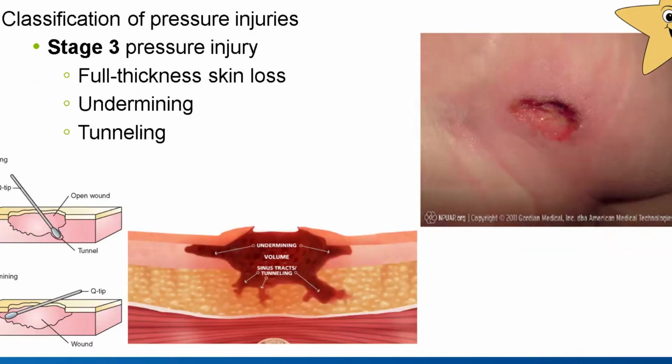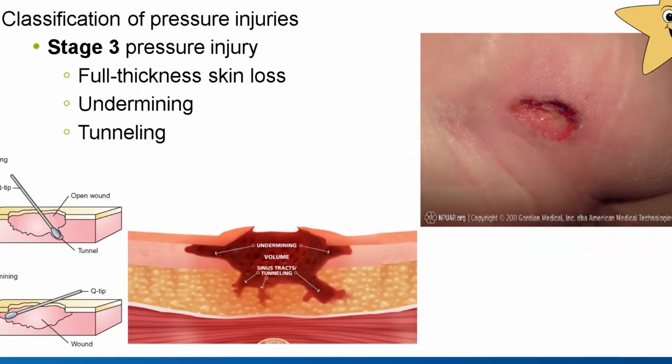Stage 3 pressure injury is a full thickness skin loss. The wound extends into the subcutaneous tissue but does not reach the muscle, bone, or fascia. Two important features may be present.